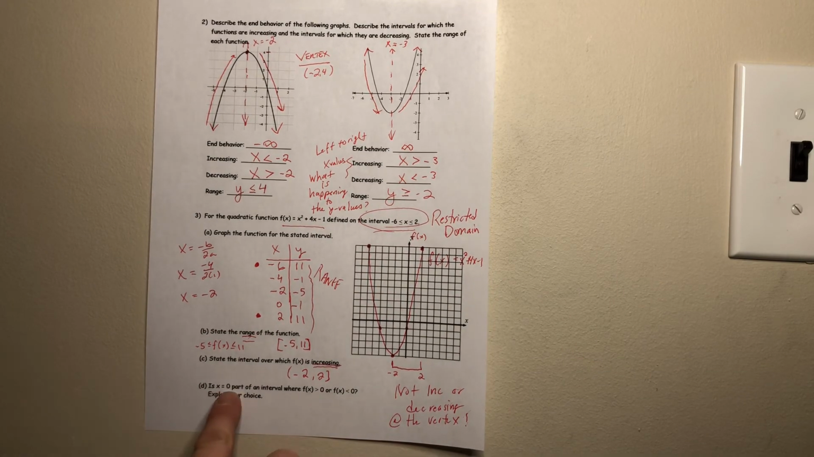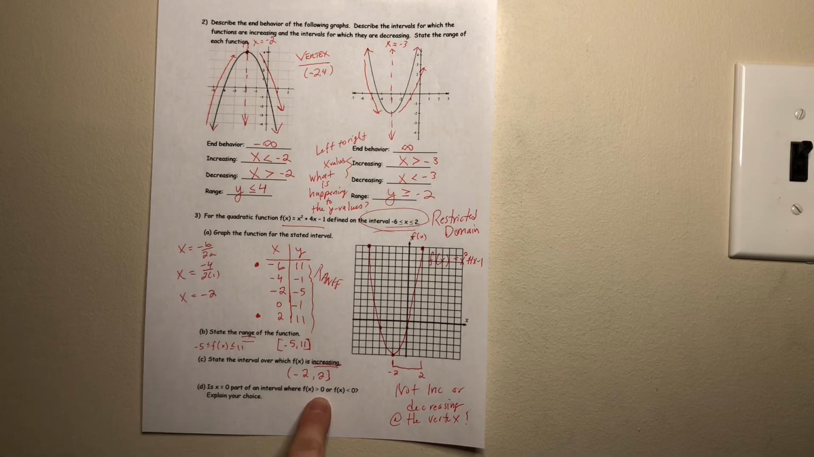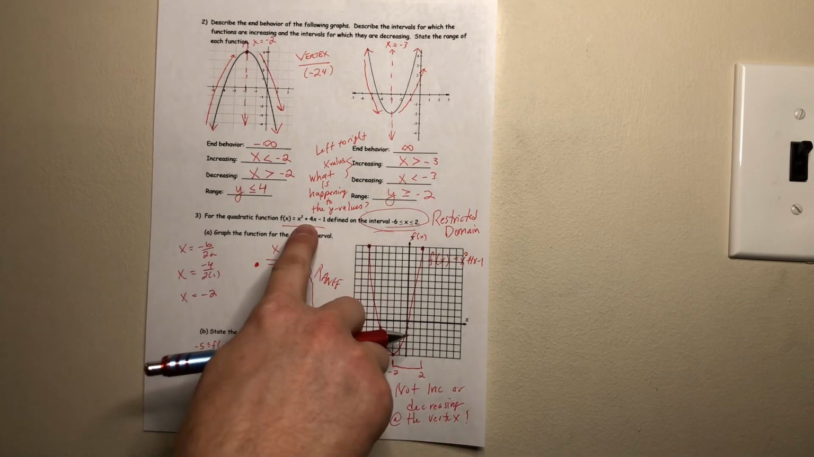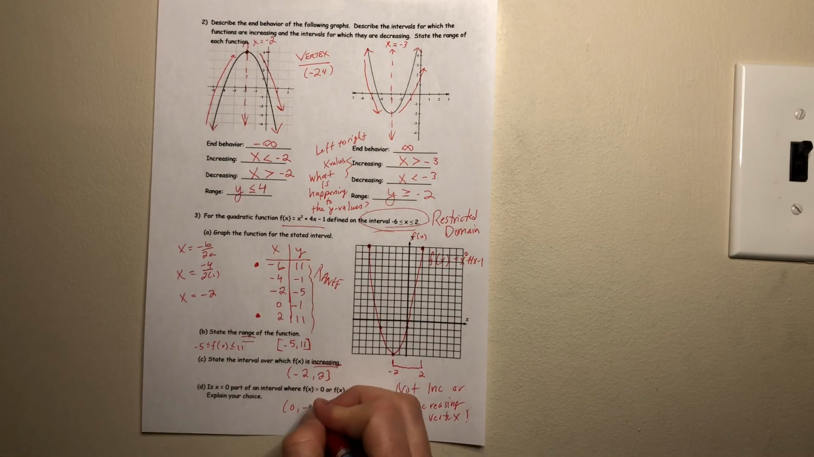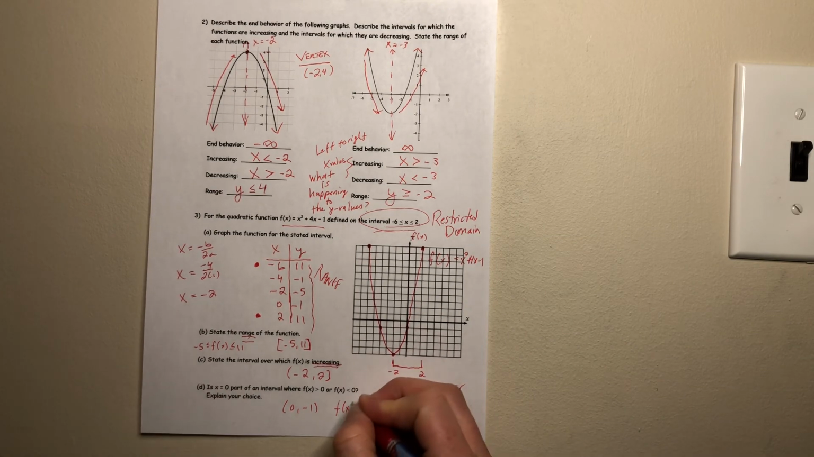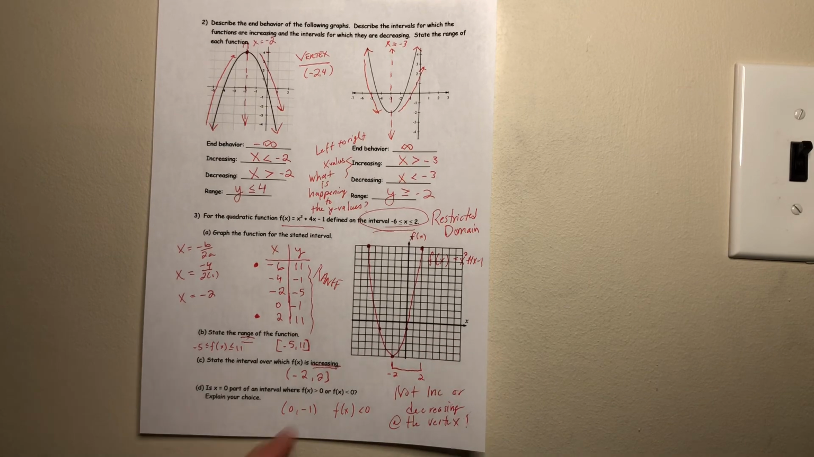And lastly, is x equals 0 part of the interval for where f of x is greater than 0? Well, plug in 0 to the function, and you will get -1, or you can just see it there. And you will see that at x equals 0, you get a negative. So the function is negative at that location.